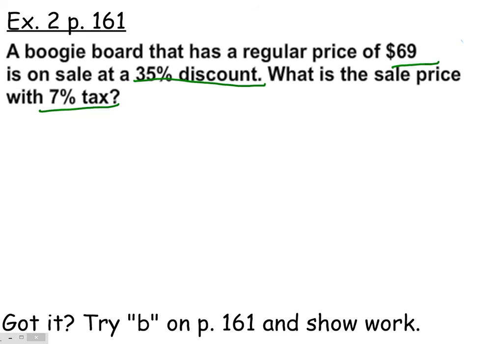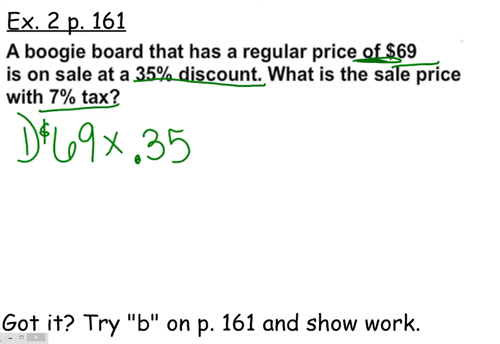In order to do this, we need to start by finding the discount first. So our first step is to take the original price of $69 and multiply it by the discount, which is 0.35. 35% of means multiply, $69. So this is going to be the amount of money we save.